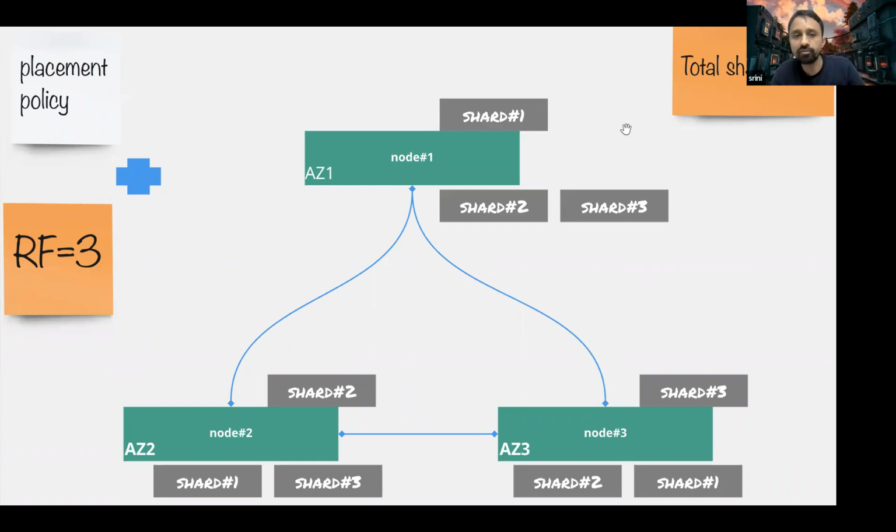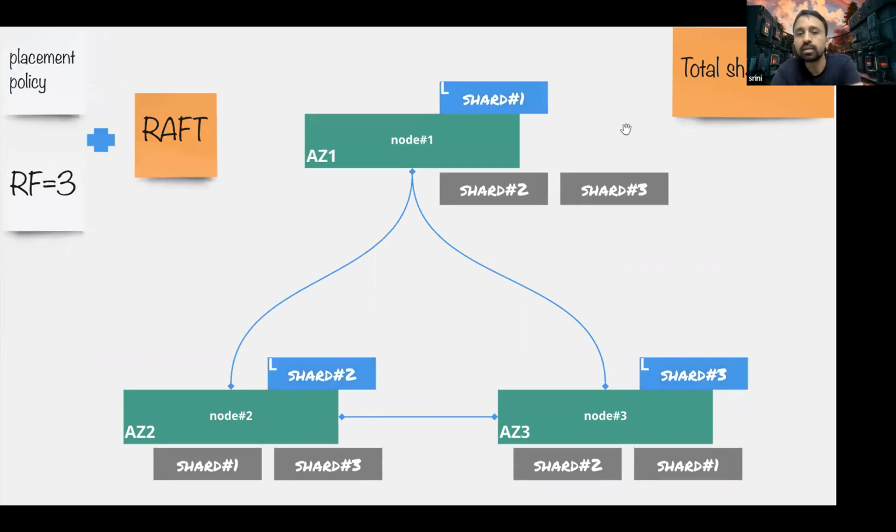If I bring in Raft into play, Raft says that out of 3 copies, 1 would be the leader, and the responsibility of the leader would be to serve your read and write traffic, right? So out of 3 copies of shard 1, in node 1, node 2, and node 3, 1 is going to be the leader. And these leaders are going to get equally distributed across your fault domains, right? Because we have applied the placement policy in such a way that whatever data gets into the system, it's spread across my fault domains, and the leaders need to be equally distributed across my fault domains.